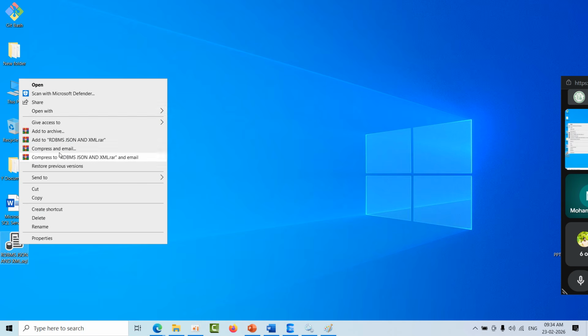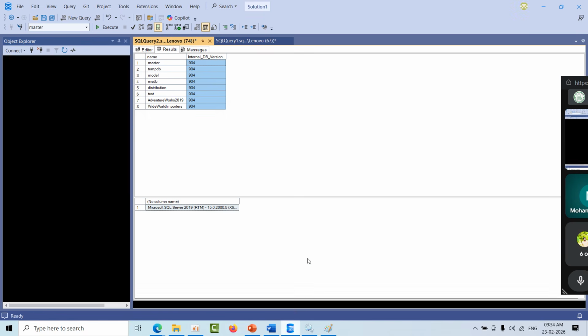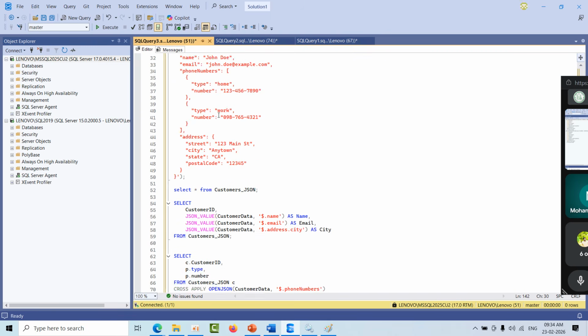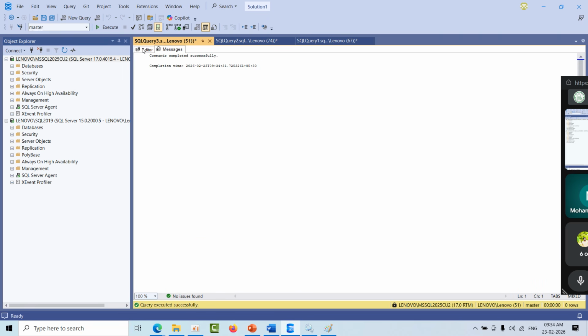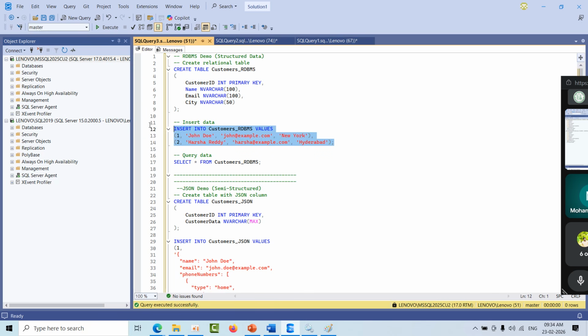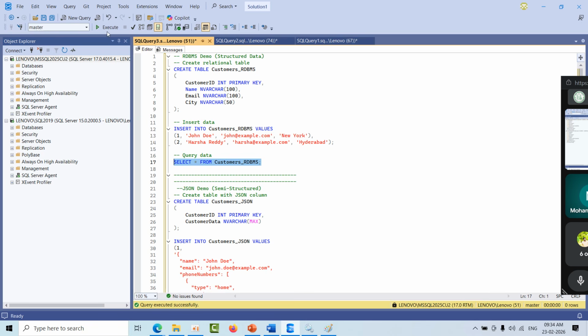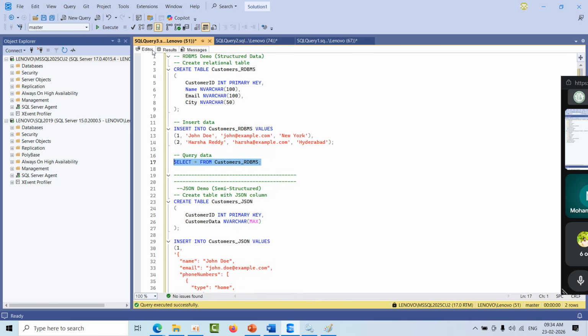Now we are seeing the structured data. I'm creating a table, and I'm inserting the data here. If you see here, select star from table name. See, I can see the data normally. Whenever I want to fetch, I can easily fetch the data. This kind of data we are calling structured data.